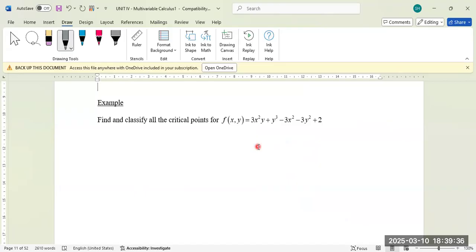Look at this one. Find and classify all the critical points for the function 3x squared y plus y cubed minus 3x squared minus 3y squared plus 2. Take your time. It's the same thing we've been doing since last week and today. Do the 6 calculations. So we'll do it in stages together. Do the 6 calculations for me first, and then we'll pause there, and then we'll move on. Quick and fast. Start for me. We're finishing this before 7 tonight. You hear, please?